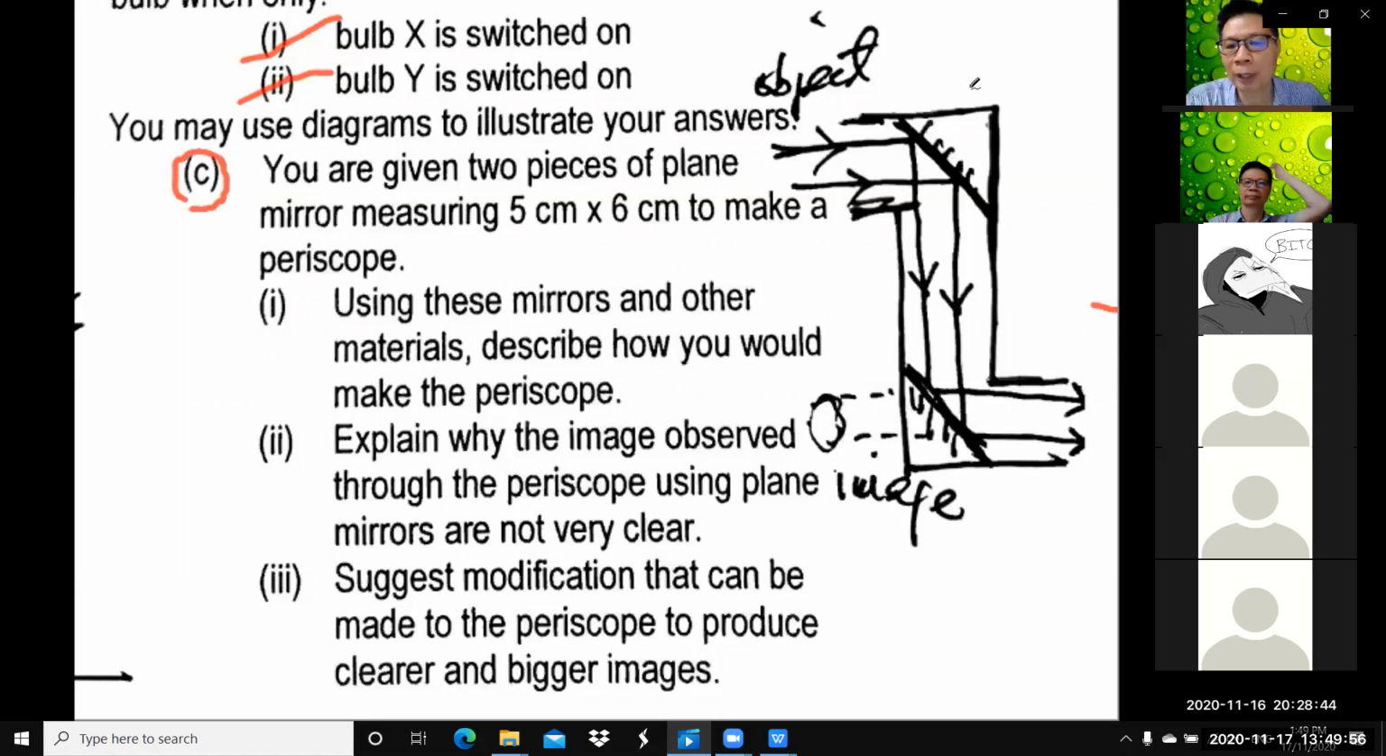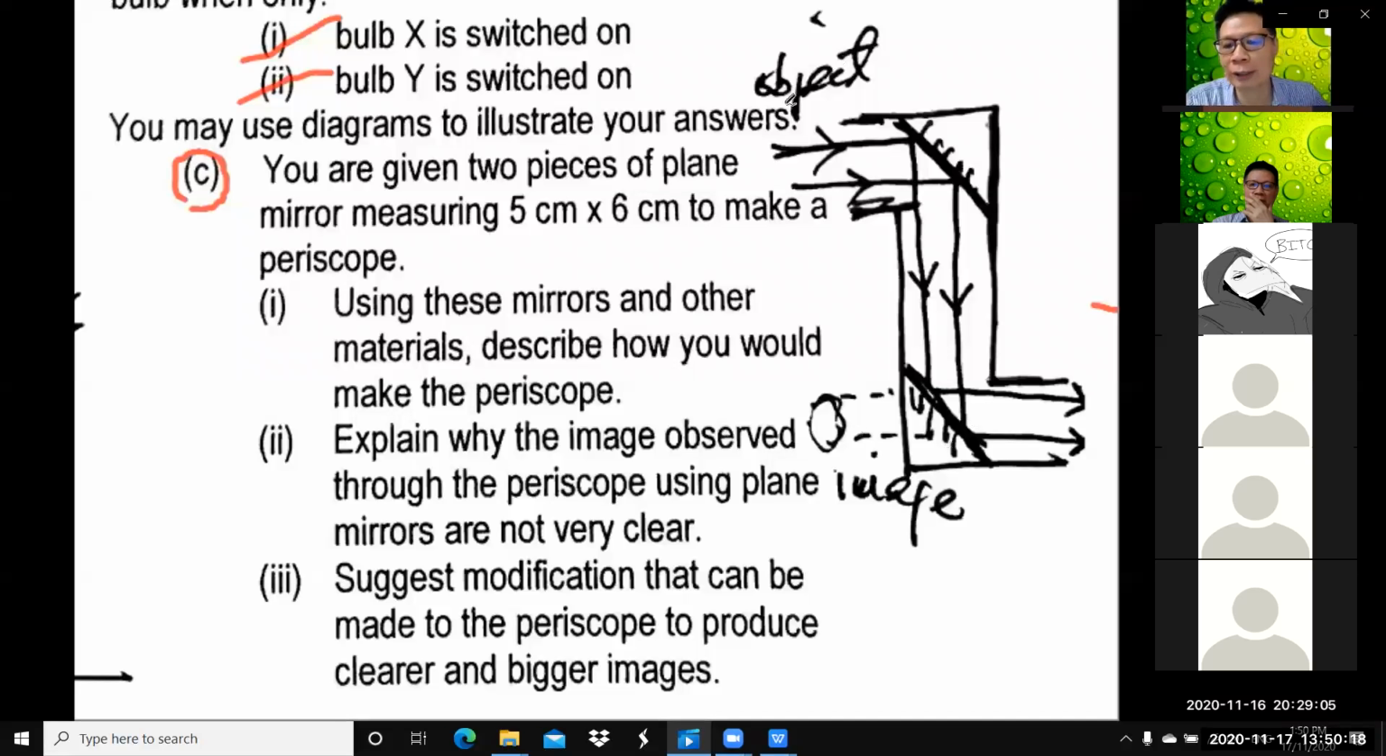Using a cardboard, this is a cardboard tube. Use a cardboard to make a tube like this, an L-shaped tube. Then two pieces of this mirror are fixed here. One piece here, another piece is fixed here. You draw this diagram first.